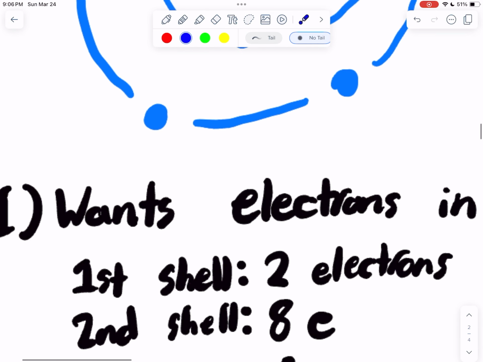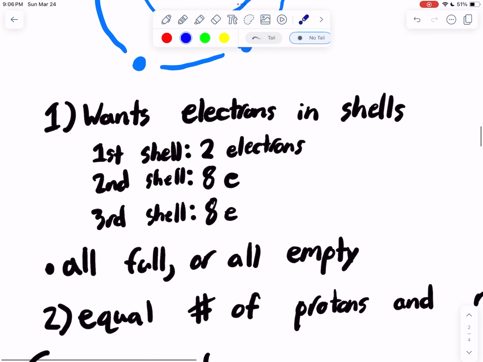And anyways, there are two wants of an atom, and I use the word want carefully because atoms don't really want anything necessarily. It's not living. It doesn't have desires. But for the sake of simplicity, I'll use the word want. But atoms want electrons in shells.